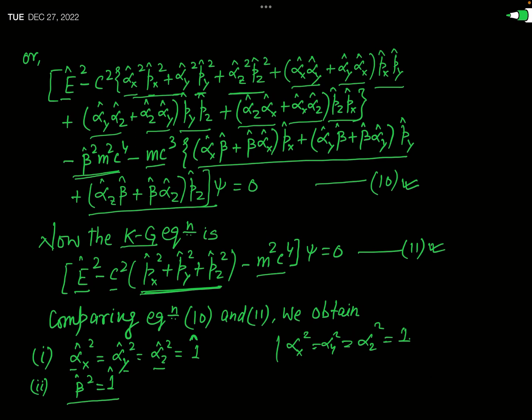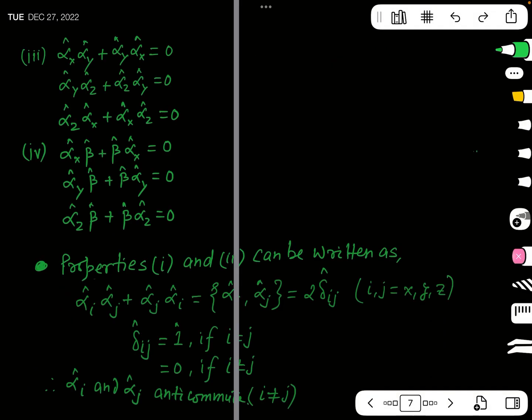Alpha x square, alpha y square, alpha z square and beta hat square, all these are equal to 1. So the square of these 4 operators, not 2 operators, alpha x, alpha y, alpha z and beta is equal to 1. This is a very important property. And we will express this property in a very brief form. We will see later.